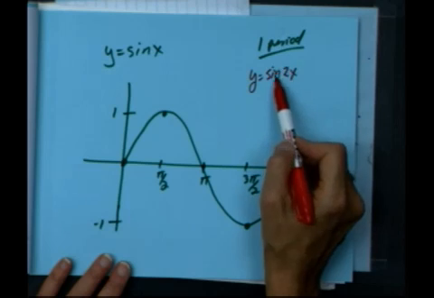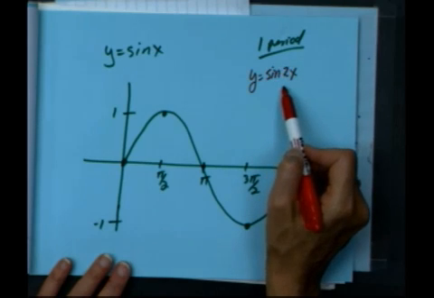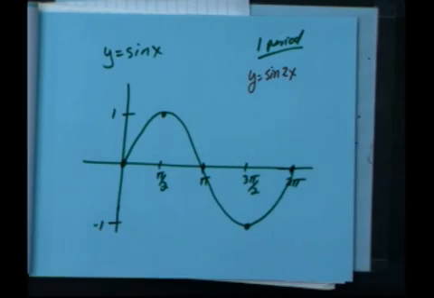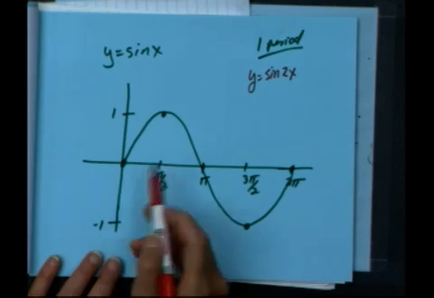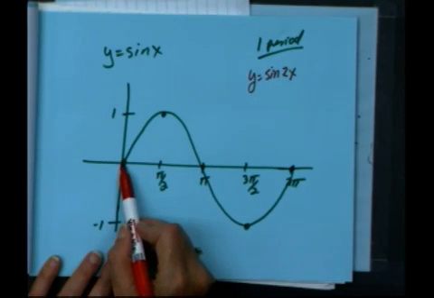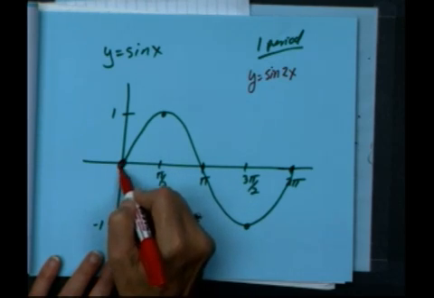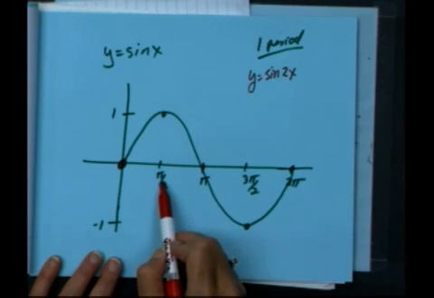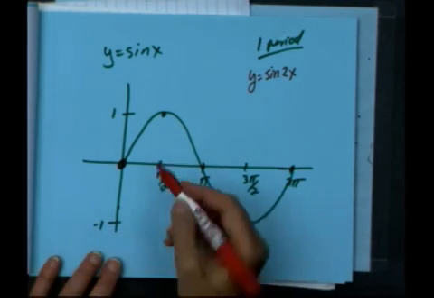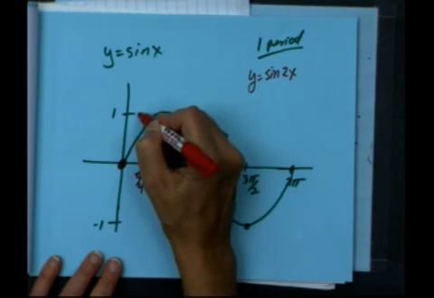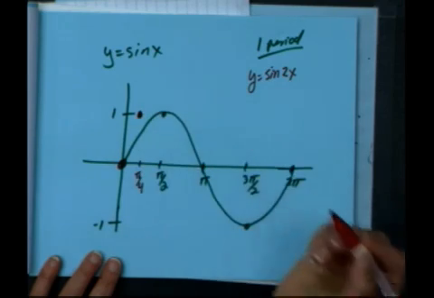So this is going to be a compressing by a factor of a half. The old x values are going to be multiplied by a half. All right, so let's look at the old x values. The x value here is 0, so now it's 0. The old x value here, where the y is 1, is pi over 2. So we'll multiply pi over 2 times a half, and so now we have pi over 4. Now we're going to go back and double check these, just so you believe it.